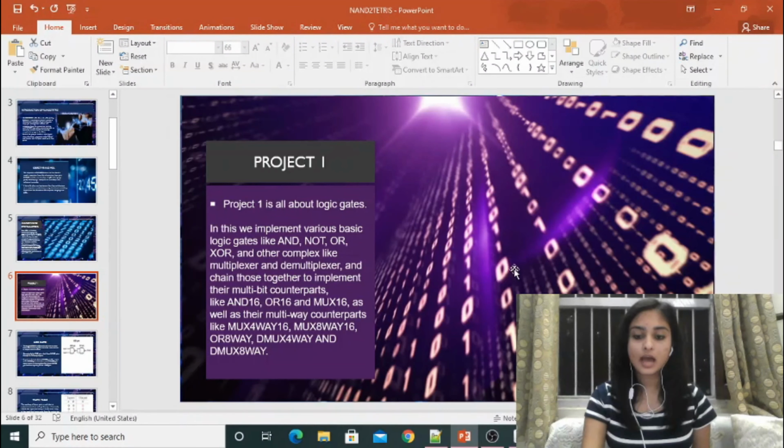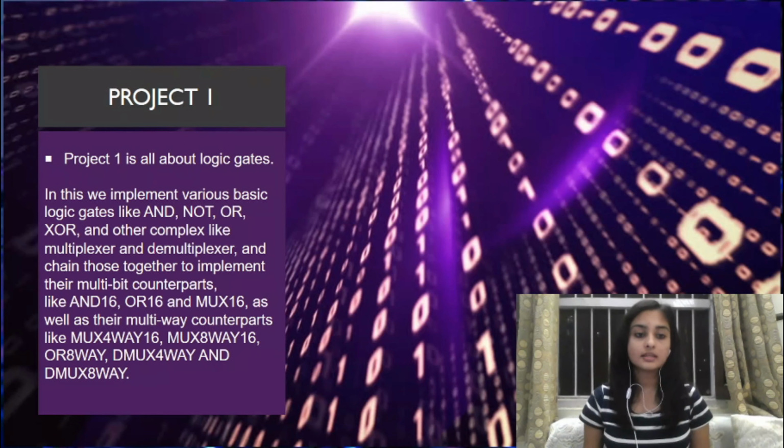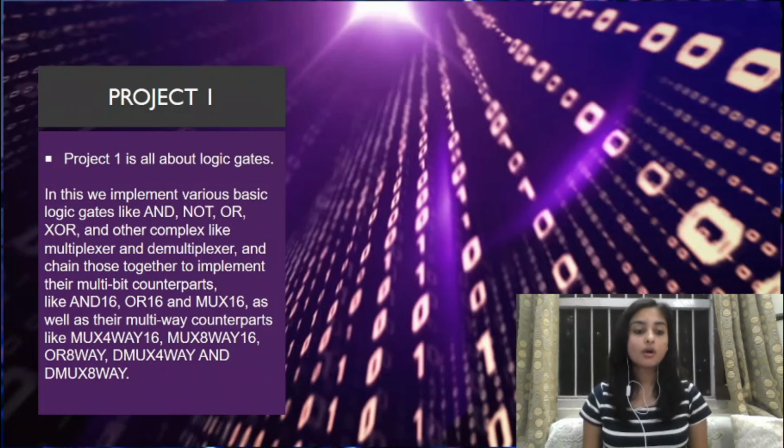So first we have our project 1. Project 1 is basically all about logic gates. In this we implement various basic logic gates like AND, NOT, OR, XOR and other complex gates like multiplexer and demultiplexer, and chain them all together to implement their multi-bit counterparts like AND16, OR16 and MUX16, as well as their multi-way counterparts like MUX 4-way 16, MUX 8-way 16, OR 8-way, DMUX 4-way and DMUX 8-way.